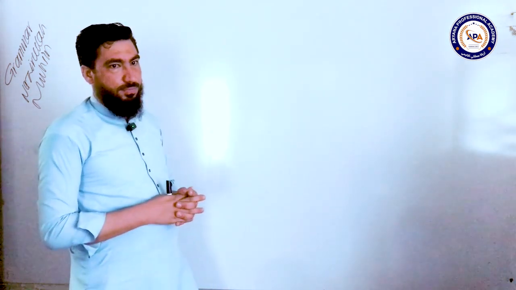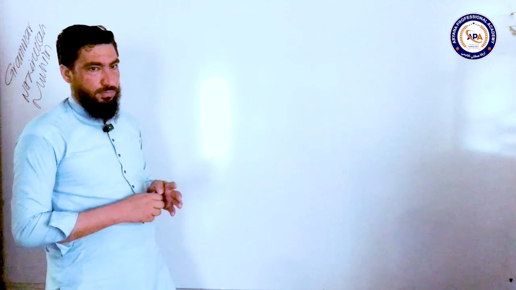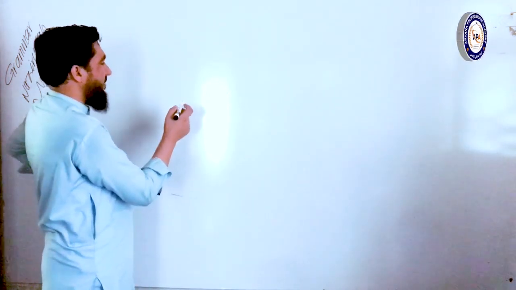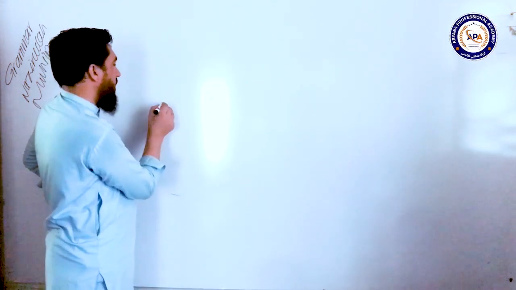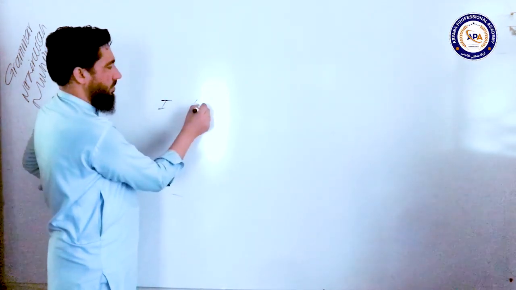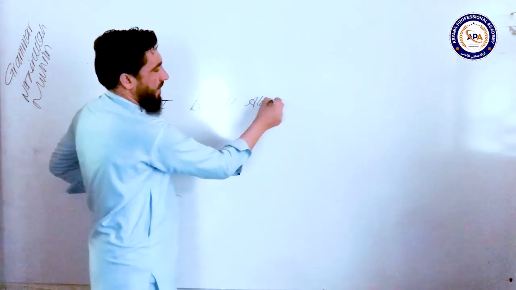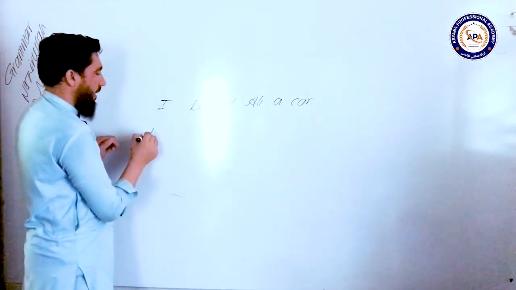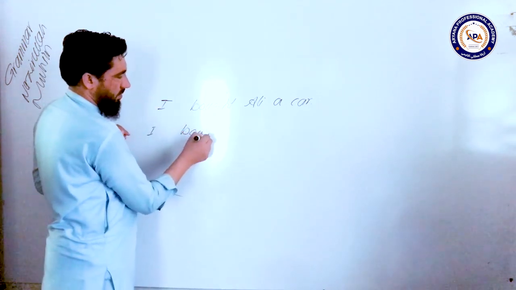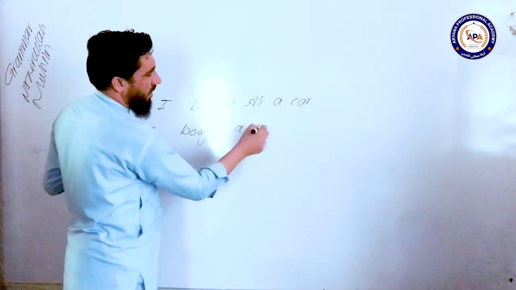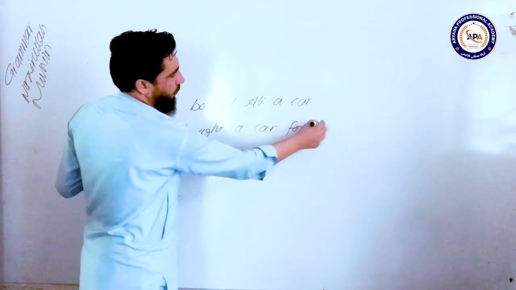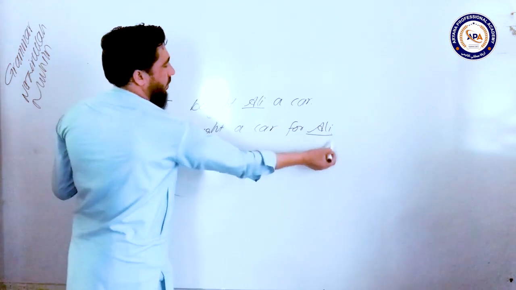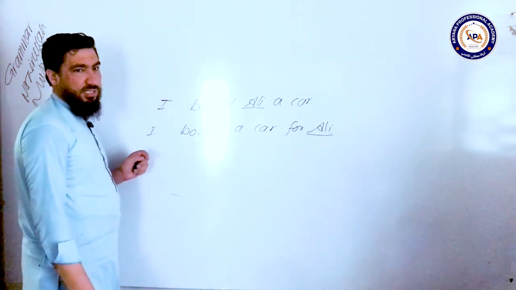If we want to make sentences in the dative case, first you have to use the dative case, then you have to use the direct object. Like, I bought Ali a car. Or I bought a car for Ali. Well, the word Ali works the same in both of the sentences, right?